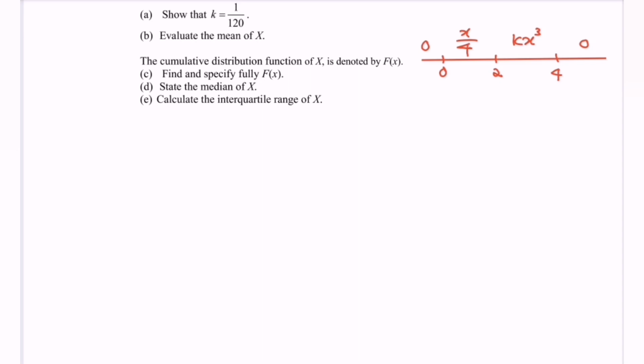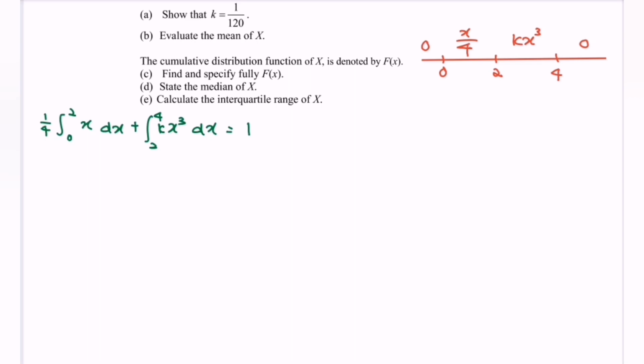As we all know, this is a continuous random variable, so the total must be equal to 1. So integrate, start from 0 until 2, for the function x over 4 with respect to x, plus integrate kx cubed with respect to x for the limit 2 to 4, which is equal to 1.